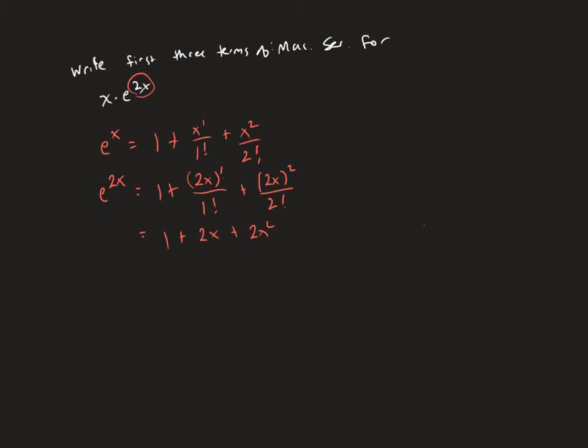And now I'm ready to make this final modification, multiplying it by the x. So when I multiply it by x, let's just keep it in blue. Then I multiply each of these terms by x, and that would give me the first 3 terms.